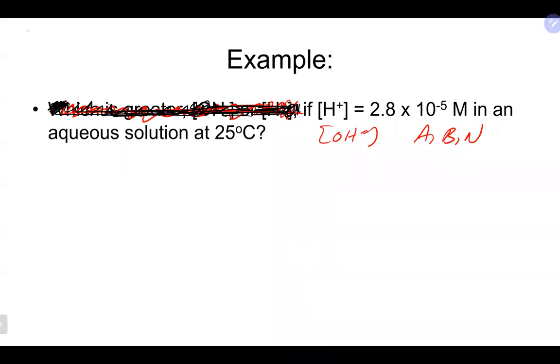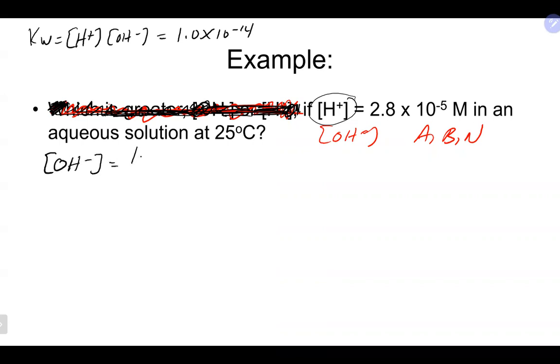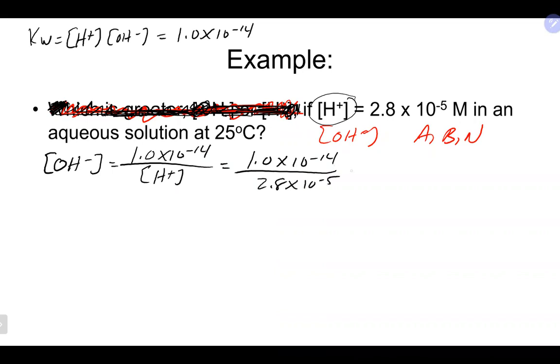In this situation, we will definitely be using KW, which is something that you always have. It may not be given to you, but for our purposes, this number is pretty much a constant. As I mentioned before, it doesn't matter which one they give you; it is the same calculation. Here the OH minus concentration would equal our KW value, 1 times 10 to the minus 14, divided by our H plus, which is 2.8 times 10 to the minus 5.